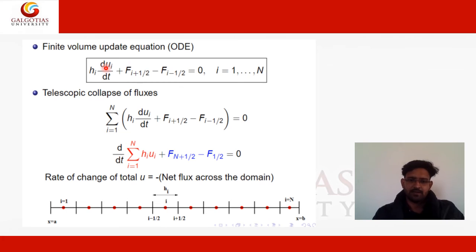Now the finite volume update equations. The ordinary differential equation I can write as h_i du_i/dt + f_{i+1/2} - f_{i-1/2} = 0, where i goes from 1 to n. Now the telescopic collapse of fluxes can be written as the summation from i = 1 to n of h_i du_i/dt + f_{i+1/2} - f_{i-1/2} = 0, and we can wrap it as d/dt of the summation plus f_{n+1/2} - f_{1/2} = 0. So the rate of change of total u, that is total velocity, or you can say any property, is going to be minus the net flux across the domain. Okay.